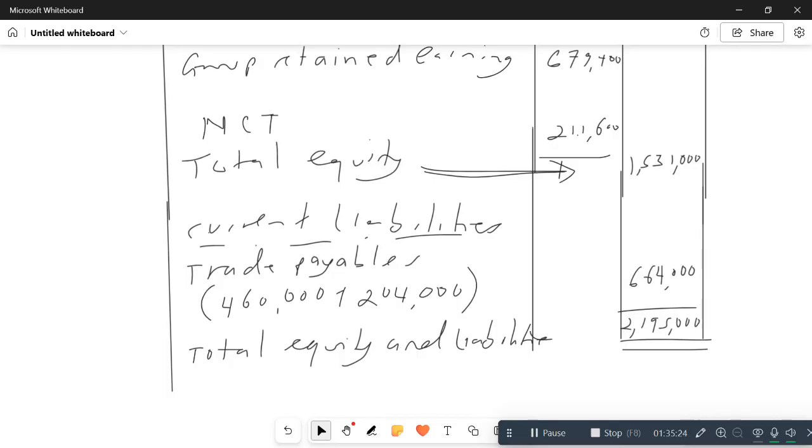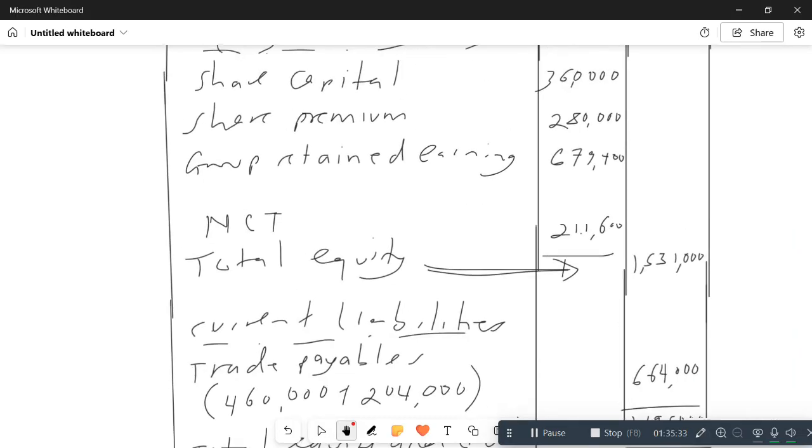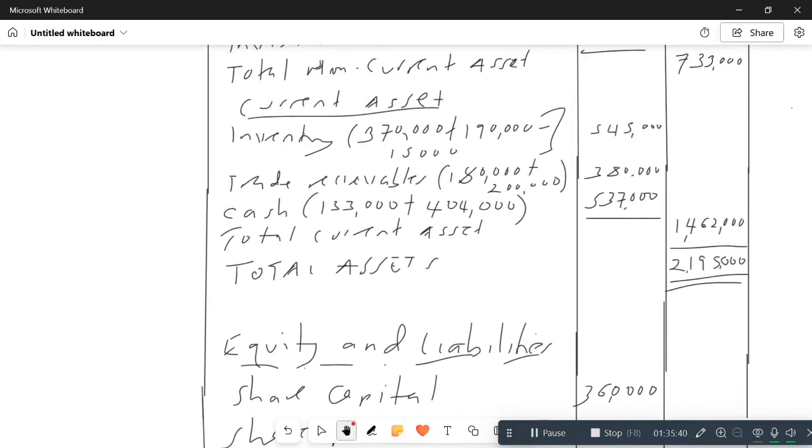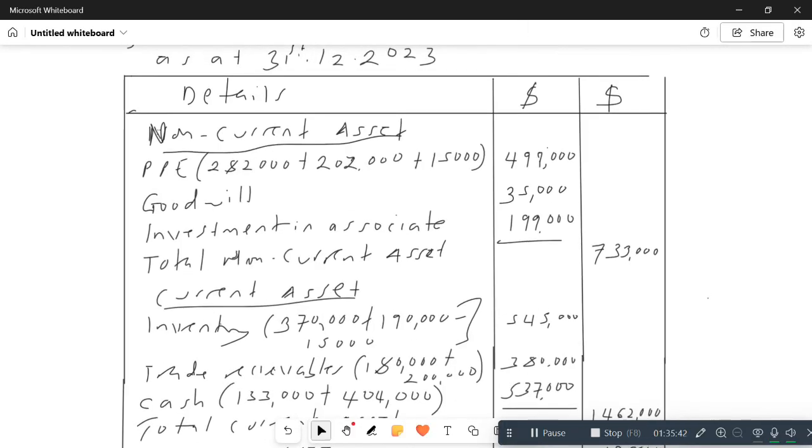We are getting 2,195,000, meaning our number is balancing. We should not only emphasize balancing the number. The purpose should be to go through the right workings, go through the right steps. Don't jump any step. Go step by step.